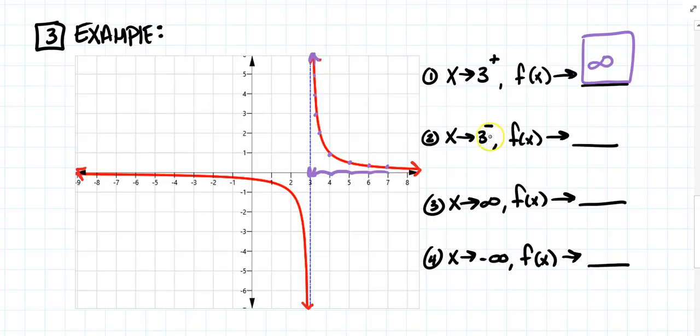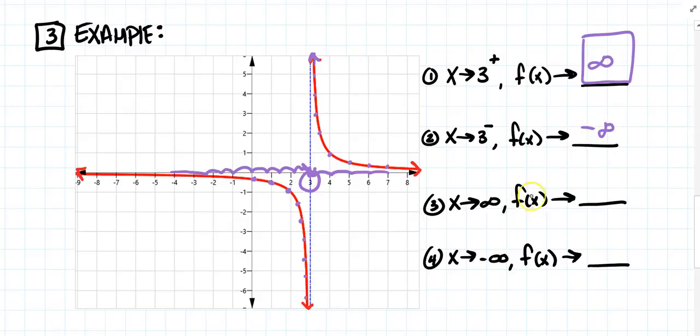Okay, let's see here. As x approaches 3 from the left, well, let's identify where 3 is. Here it is. If I'm on the left-hand side and I am bouncing towards the 3 from the left-hand side, my function is getting smaller and smaller and smaller. So this is approaching negative infinity.